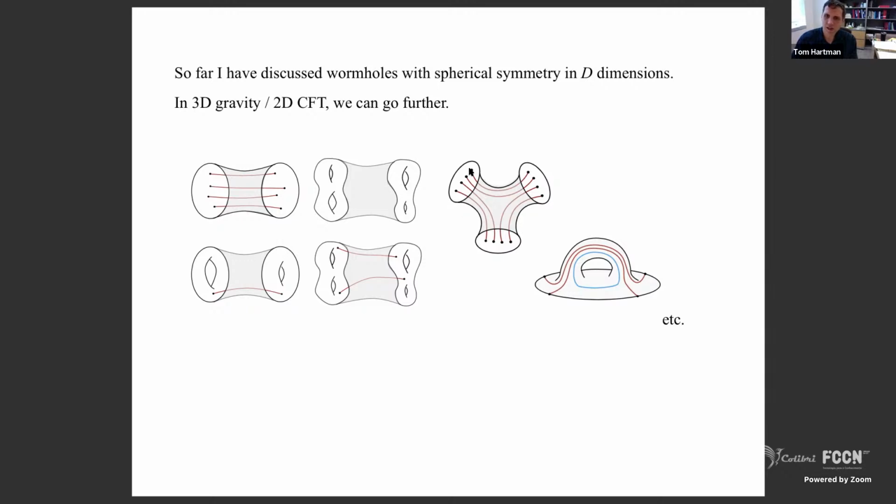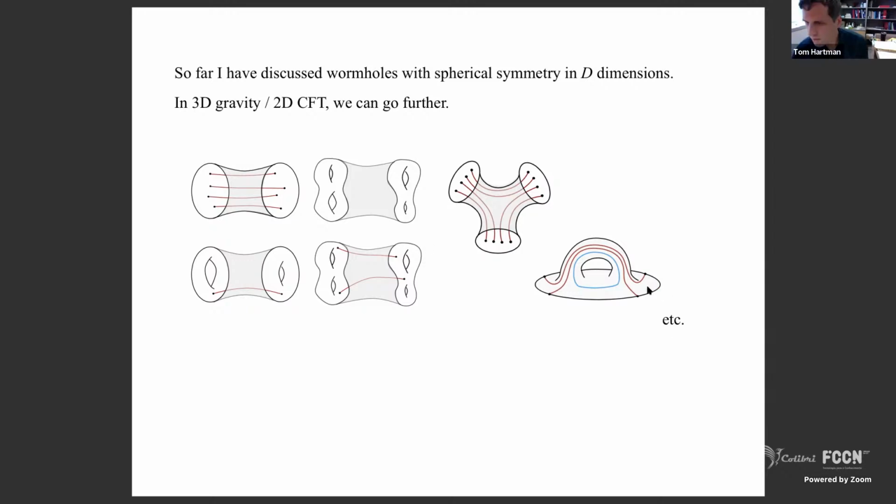There are more complicated cases where you take a bunch of particles propagating amongst many boundaries. You can also get these sort of handle type geometries where you have just one boundary, but there's some non-trivial topology in the bulk. So there's all sorts of things that one can do. Now, I strongly suspect that similar wormholes exist in higher dimensions. There's no reason that they wouldn't, but it's just hard to solve the Einstein equations without some extra symmetries. So these are the non-spherically symmetric version of the wormholes that I discussed in the first part.